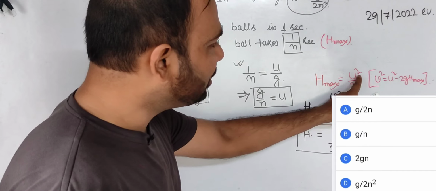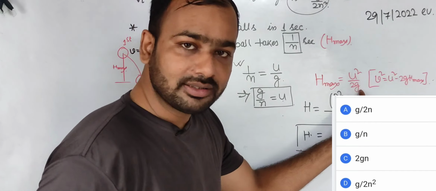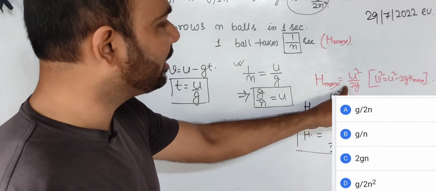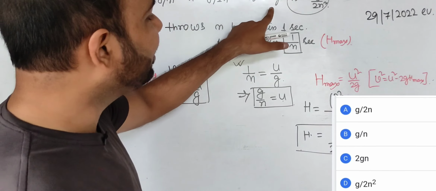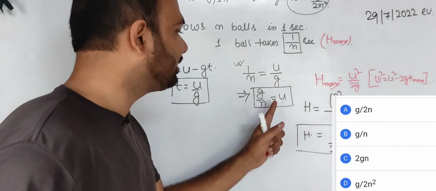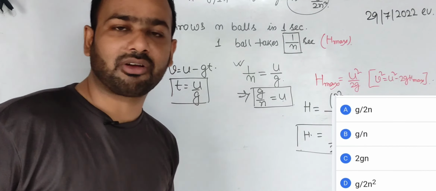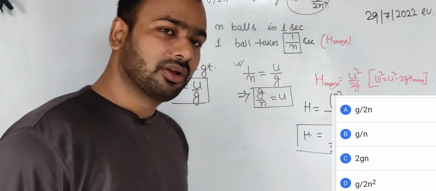You can observe that u and g are the main variables over here to find h max, and in the options there is no u. This is the indication, that's why we find the initial velocity u equal to g by n.